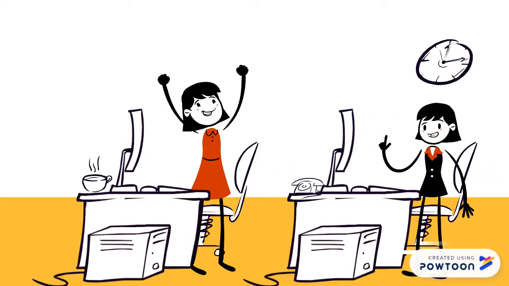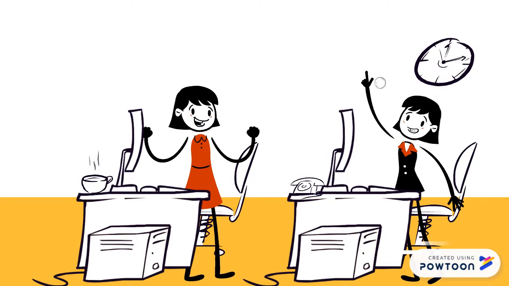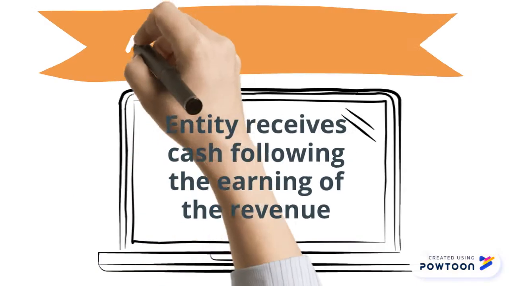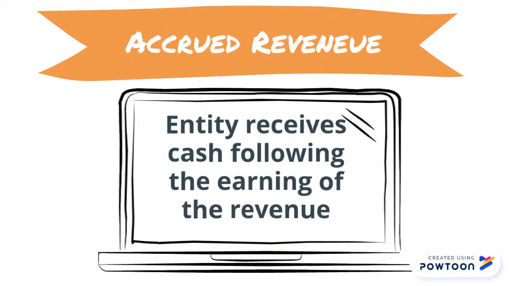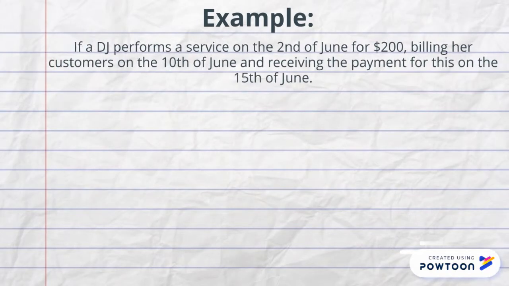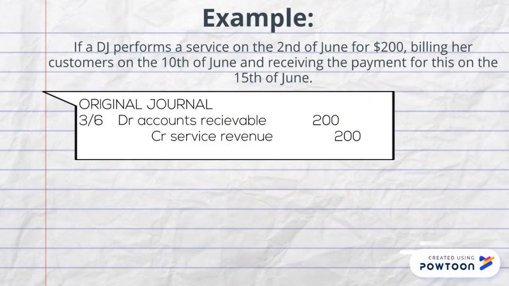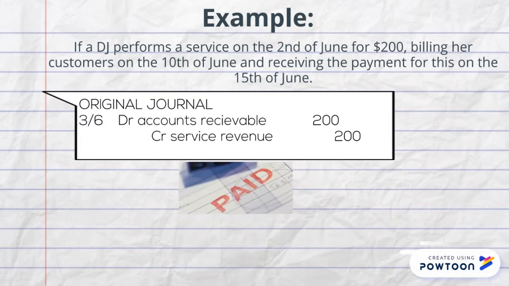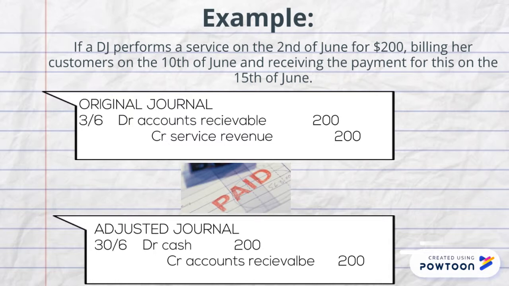Oh, and as the date changes, the amount changes. Yep, but we have a bit more. Accrued revenue. This is when the entity receives cash following the earning of revenue. An example of this would be if a DJ performs a service on the 2nd of June for $200 and bills her customers on the 10th and then receives payment on the 15th. The original entry would look like this, and once paid, the adjusted entry would look like this.